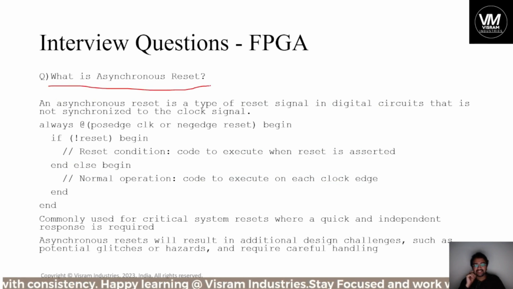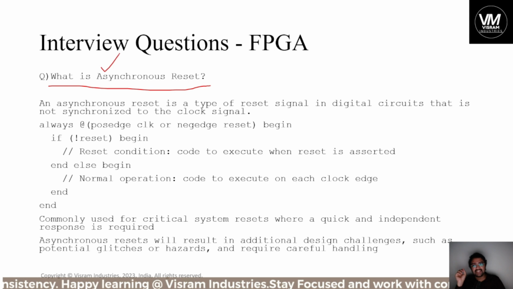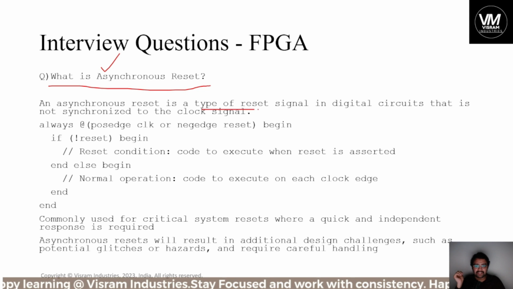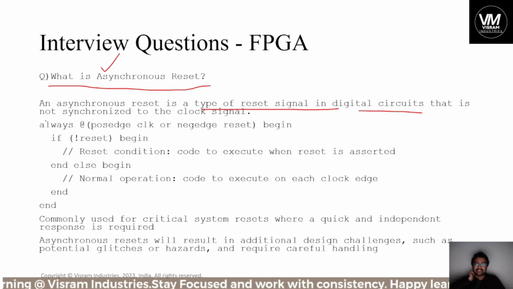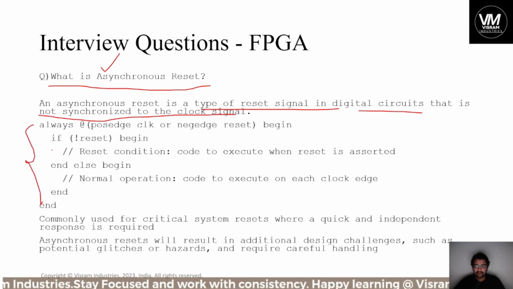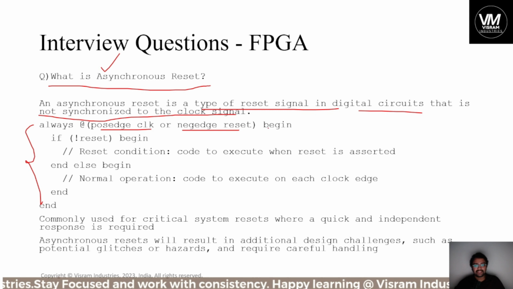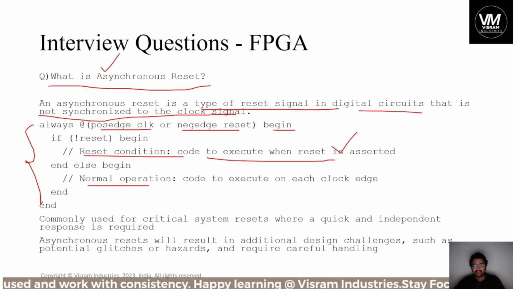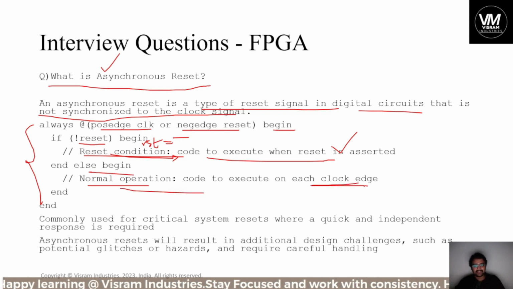What is asynchronous reset? When you see asynchronous, it is not related to the clock. Asynchronous reset is a type of reset signal in digital circuits that is not synchronized to the clock signal input. Let us see the example. Always @(posedge clock, negedge reset) begin. The reset condition code executes when reset is asserted, and if reset is equal to 1, whatever the condition or script you write, that condition will be executed, or else the operation normally executes on each clock edge.